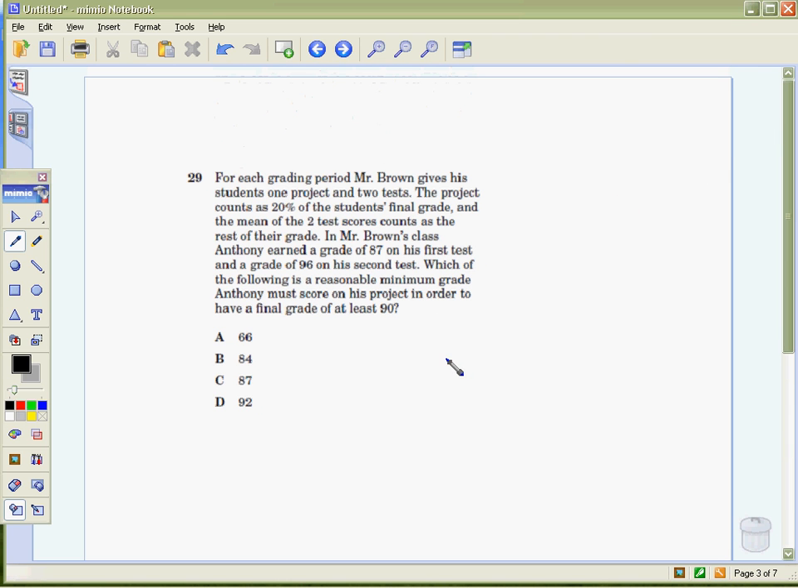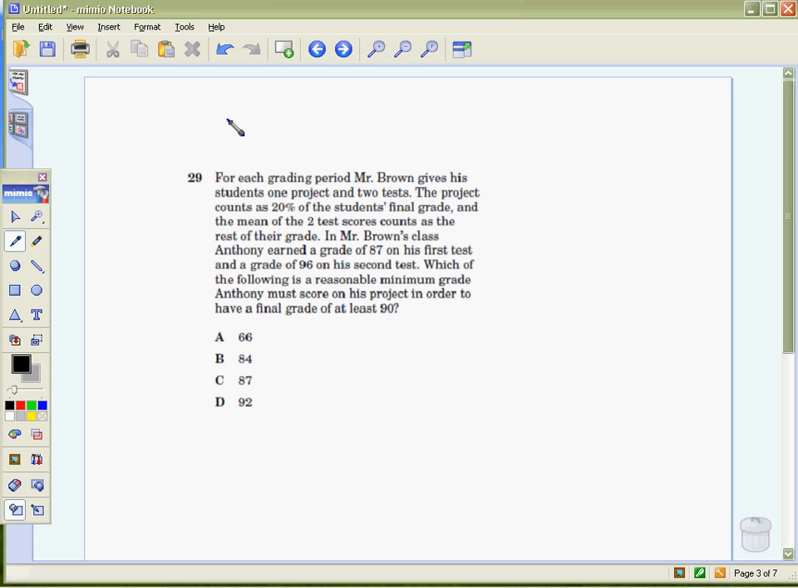Number 29. For each grading period, Mr. Brown gives his students one project and two tests. The project counts as 20% of the student's final grade, and the mean of the two test scores counts as the rest of their grade. In Mr. Brown's class, Anthony earned a grade of 87 on his first test and a grade of 96 on his second test. Which of the following is a reasonable minimum grade Anthony must score on his project in order to have a final grade of at least 90?